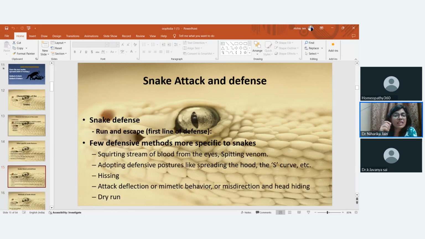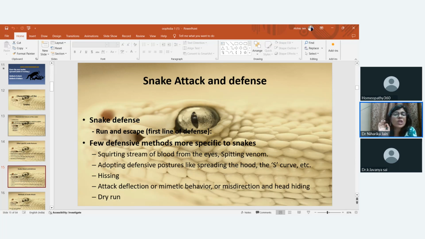Snake defense is run and escape, the first line of defense. If you understand in human expression, the patient also tells you that whenever any situation comes, I'm not able to cope with this situation, I want to run. Anyhow, I want to leave this. Because their first defense is to run and escape from the particular situation or thing.